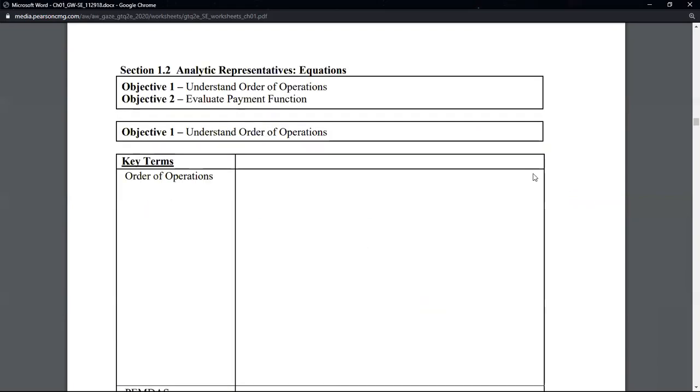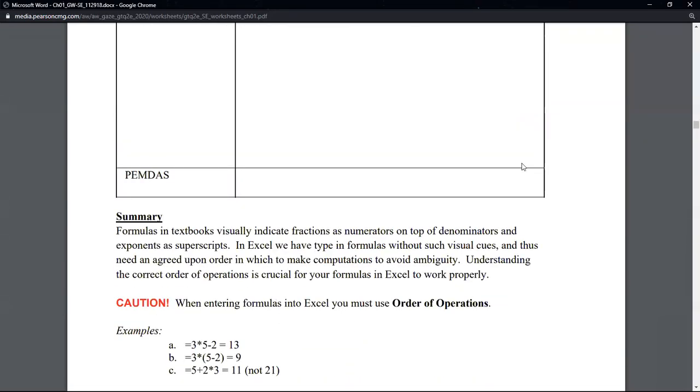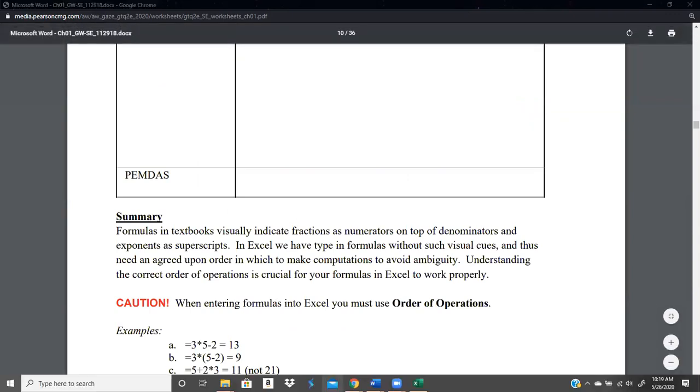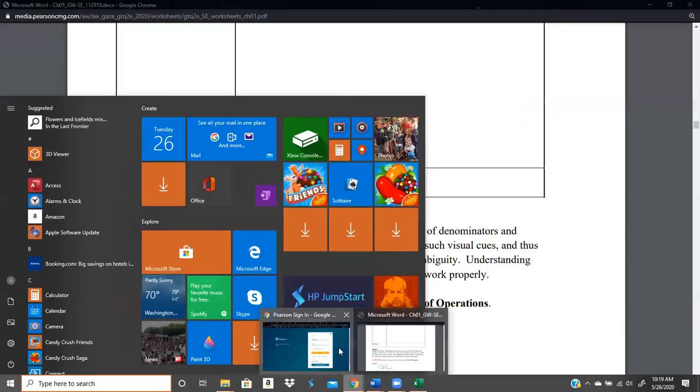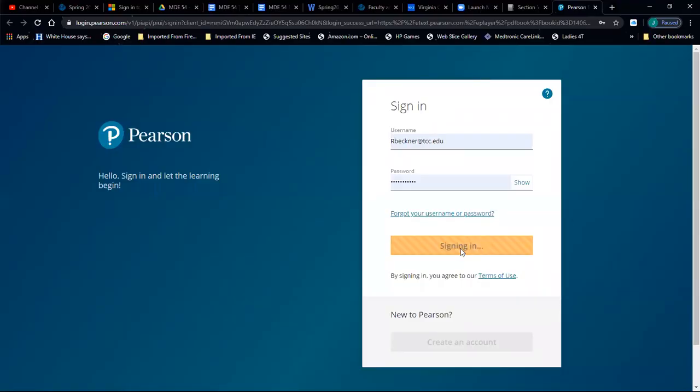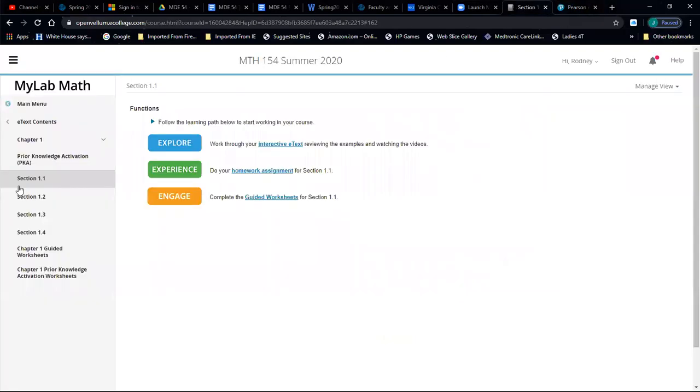Okay. So. It's gonna make me sign in. Oh, that was the e-text.